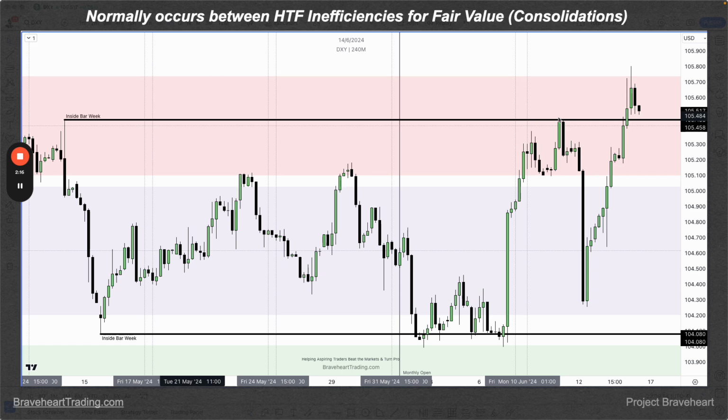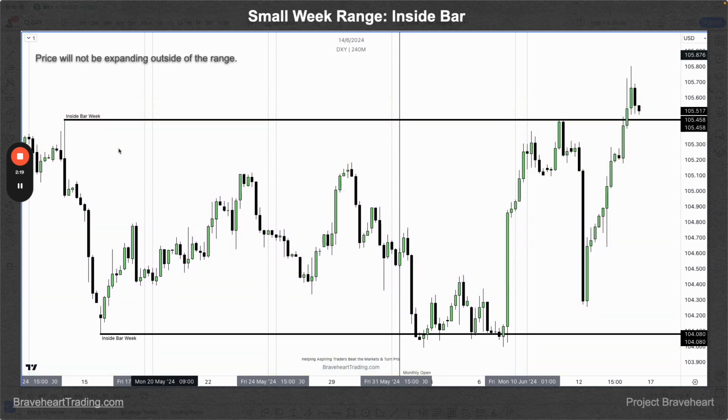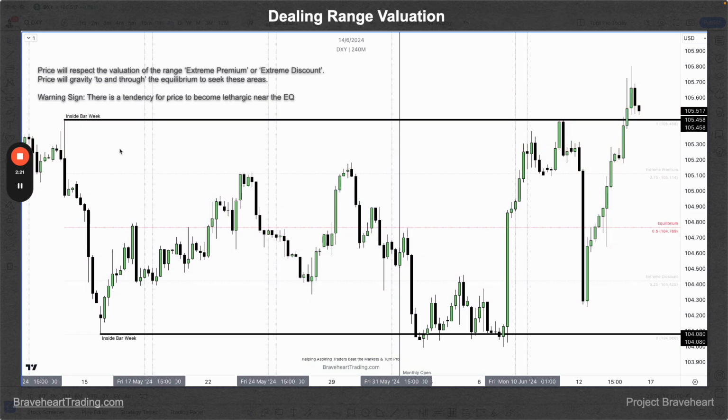So once we have our range, and we know that price is going to be consolidating within that, we want to mark out the daily range valuation now. And price will respect the valuation of the range, extreme premium here 75% to 1, or extreme discount 25% to 0. Price will gravitate to and through the equilibrium here to seek these areas. So it will go to and through the equilibrium, extreme premium, to and through the equilibrium, extreme discount, to and through the equilibrium, extreme premium.